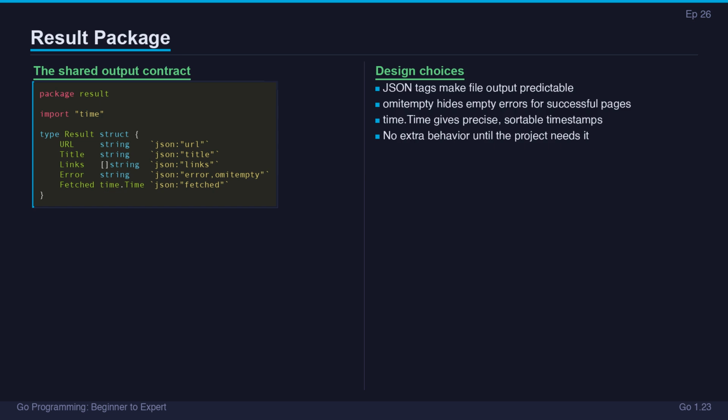This is also a good example of where not to over-design. A data type does not need a pile of methods just to look important. Start with the data contract, then add behavior only when the rest of the project asks for it.